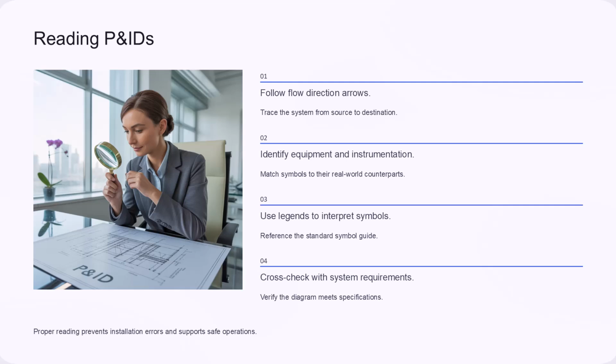Cross-checking with system requirements verifies that the diagram is accurate. Proper reading prevents installation errors and ensures safe operations. It also helps technicians troubleshoot more effectively. Learning to read P&IDs is a core skill for every hospitality engineer.